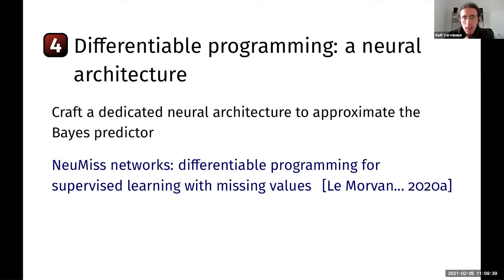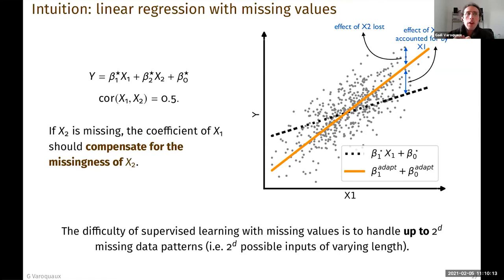Okay, one last part. I guess you're all very tired, so I'm going to do only intuitions here. Given everything we've seen, now we're going to craft a dedicated architecture to approximate the Bayes predictor. This paper was published at NeurIPS last year and is work that was led by Marine Le Morvan with Erwan Scornet, Julie Josse, and Thomas Moreau. If you just stick around for this intuition slide, then the rest is going to be technical details.